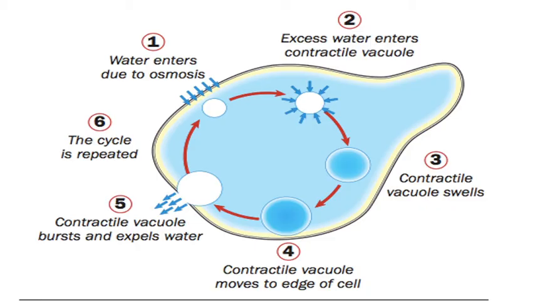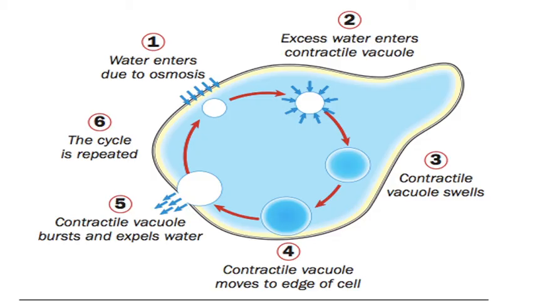So anytime there is excess water in the amoeba, this process continues. The contractile vacuole swells, it moves to the edge of the cell, and then it bursts and expels excess water. We've come to the end of our lesson.